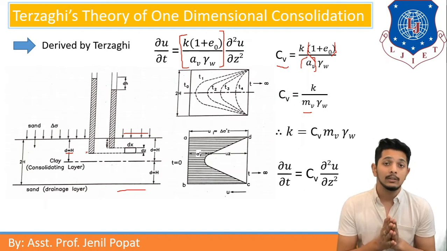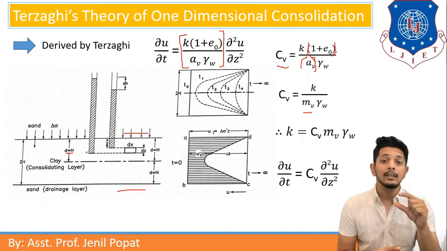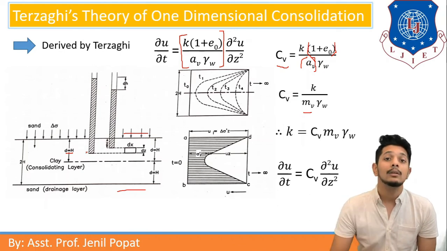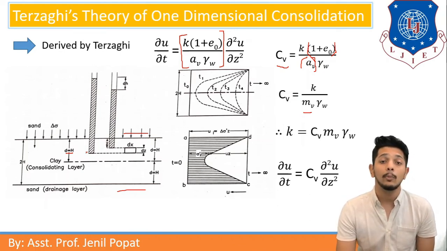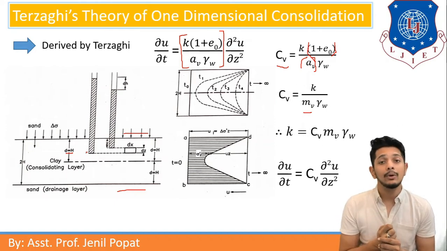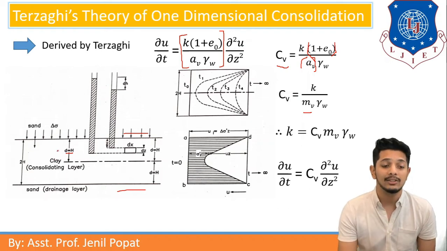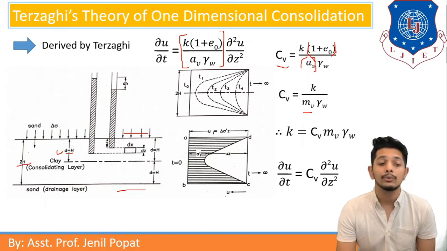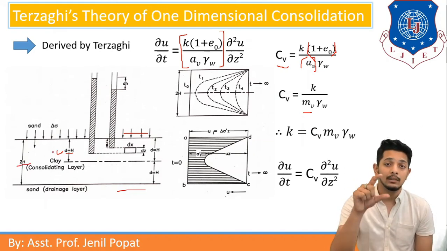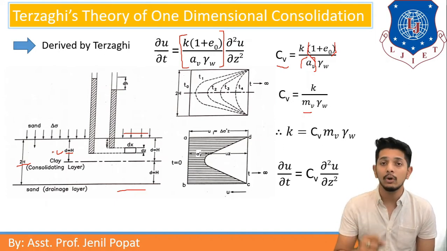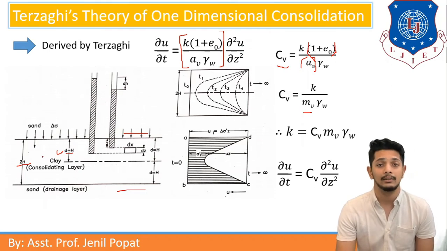Small d is the length through which water has to go to reach the drainage medium. That is small d. If you are using double drainage soil, you have to take d is equal to h, as we have taken here. And if you are having single drainage soil, you have to take d is equal to 2h, because the length will be greater in single drainage. In double drainage it will be shorter, so we have to take half the length.